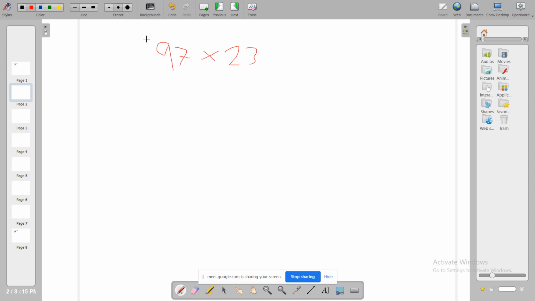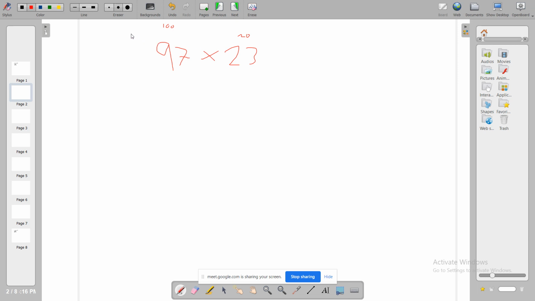With 97, who can tell us the reference number we can use? The reference number for 97 is 100. And the other one can be 20, or 10. So now we know that we can use 20 and 100. You will see that the number here, 97, is bigger than the digit in 23.